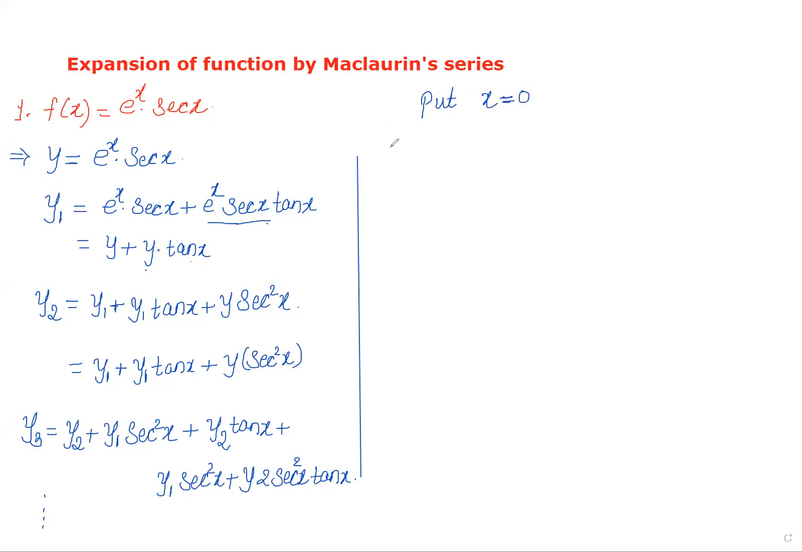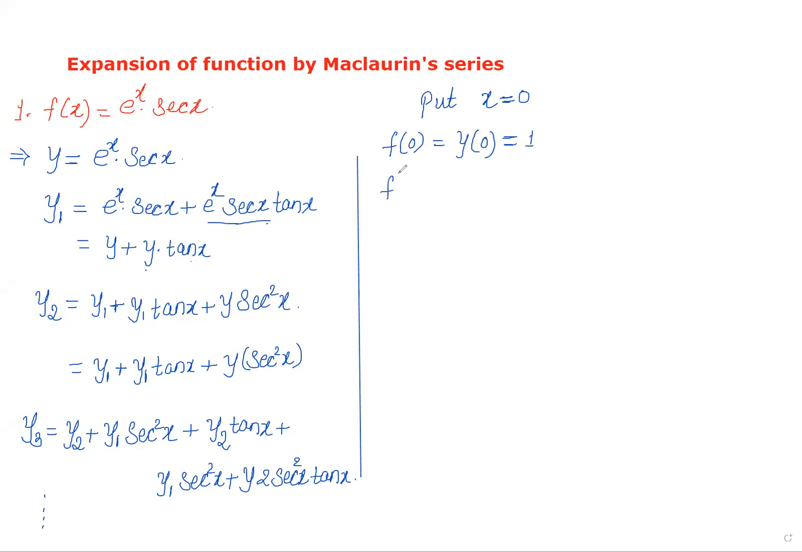Then we are getting f of 0, that is y at 0, is equal to the given function e raised to x into sec x. Put x is equal to 0. It is e raised to 0 into sec 0, which is 1. Is 1, correct?